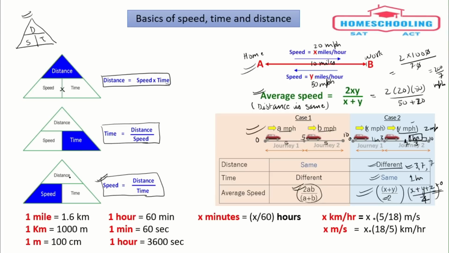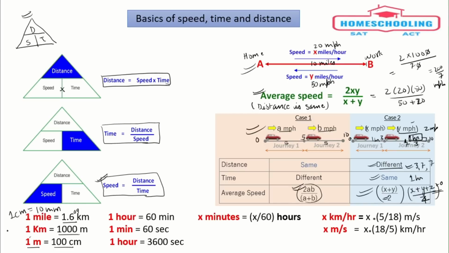Now some basics which you have to remember. In 1 mile you have 1.609 kilometers. So to remember, you can just remember 1.6 kilometers. In 1 kilometer you have 1000 meters, and in 1 meter you have 100 centimeters. And in 1 centimeter, how many millimeters are there? In 1 centimeter there are 10 millimeters, or mm.